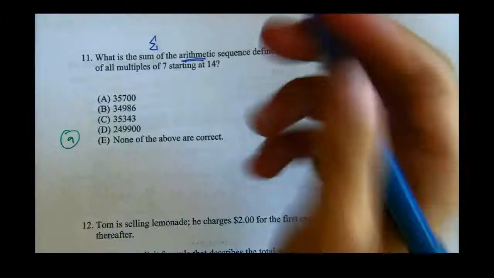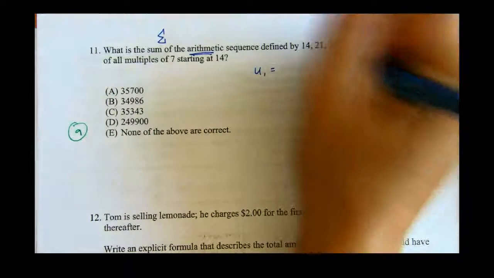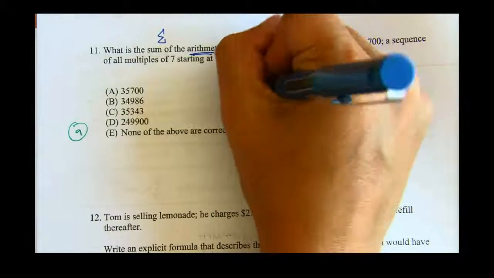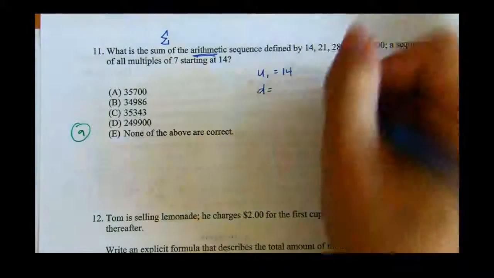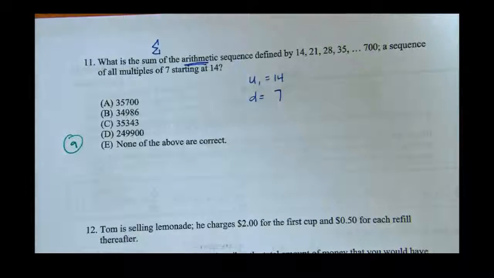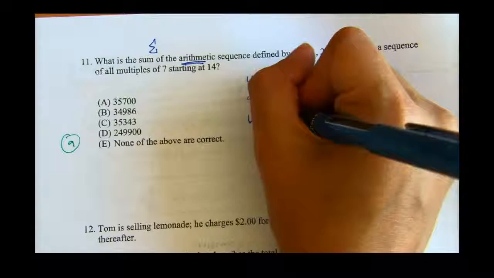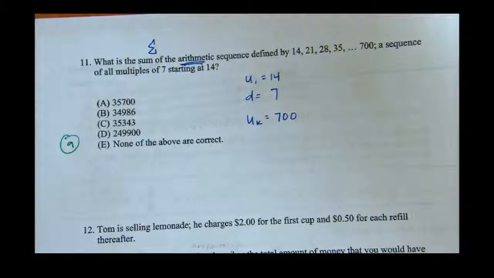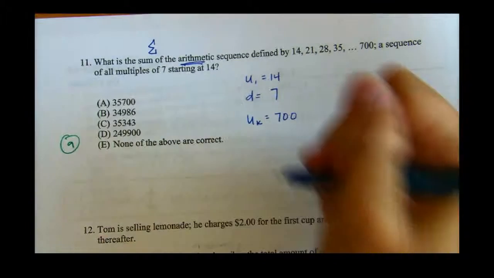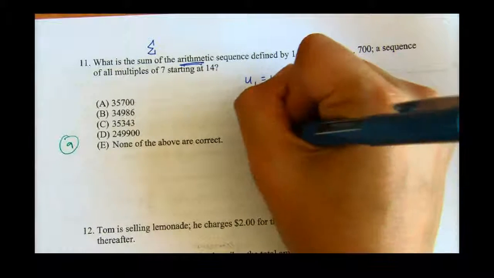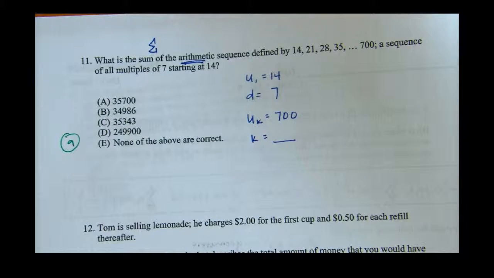So I know a couple of things. I know that u sub 1 is equal to 14. I know that the difference, so to get from term to term, is 7. I'm adding 7. I also know that my u sub k, or my last term, is 700. In order to find any sum, I need to know what k equals. So before I can even take the sum, I need to solve for k.